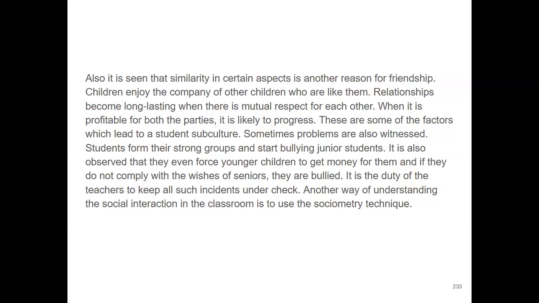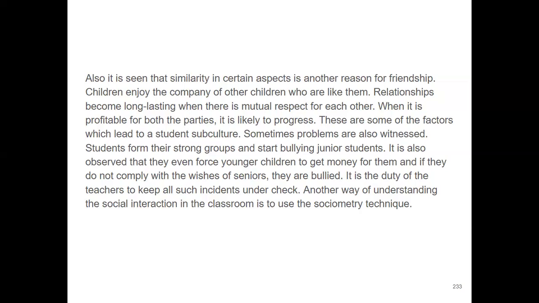What are they? Students form their strong groups and start bullying junior students. Have you seen this? Right now, the older children, they make their strong groups. Sometimes they tend to bully or hurt the younger children, and sometimes get money from them. So these are not accepted things. If these things happen, the teacher has a very sensitive role. He or she should take action to avoid such incidents. That is the expected duty of a teacher.